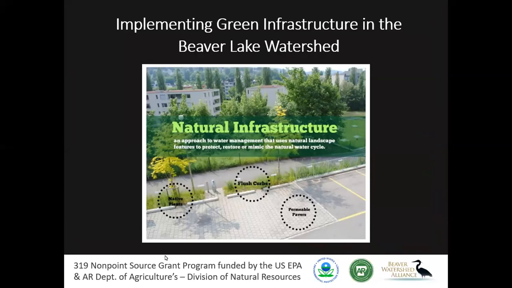So how do we deal with that water? Where is it going? How can we keep it on site? Green infrastructure and low impact development can help do that.